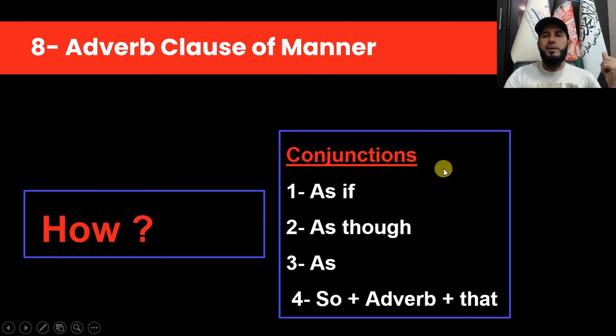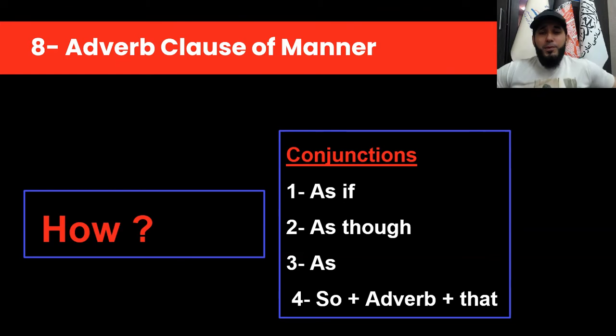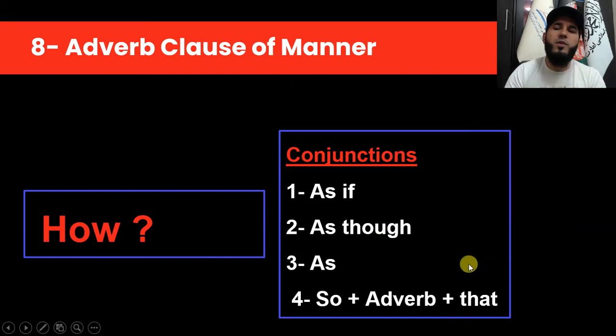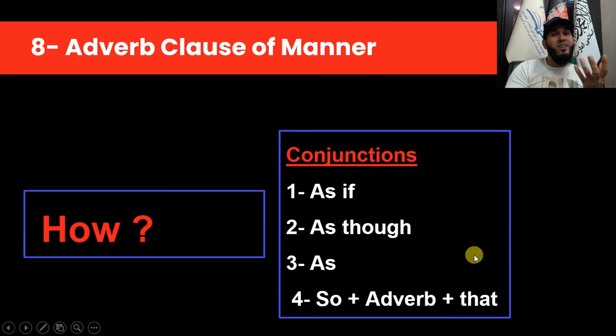You look at me as if I have broken your glasses. You look at me as though I've broken your glasses. Or for example, when we use as, the other structure, so how should I decorate my living room? The question is with how. So decorate your living room as you wish, as you want, as you like it. So plus adverb plus that. He works so honestly that everybody wants to hire him as an employee.